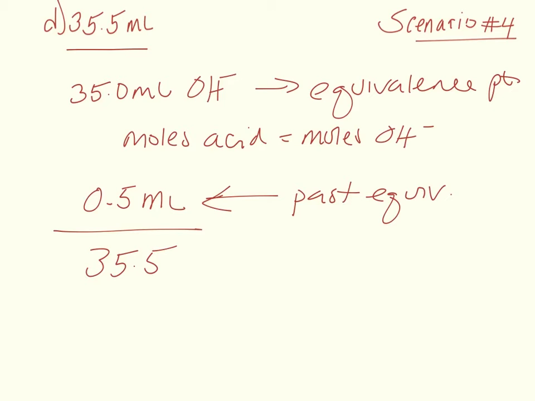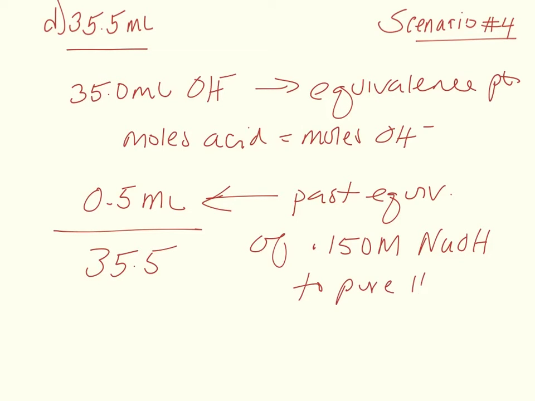The easiest way to figure out this problem is to basically ignore any weak base that is currently in our solution, which we know is there. We just discovered that in the last problem. But we're going to ignore it because the extra hydroxide ions that we're going to add are going to have so much more of an influence on the pH that we can basically ignore any weak base that's in there. So we're going to treat this problem as if we are adding half a milliliter of 0.150 molar sodium hydroxide to pure water, and we're going to figure out what the pH of that solution is.